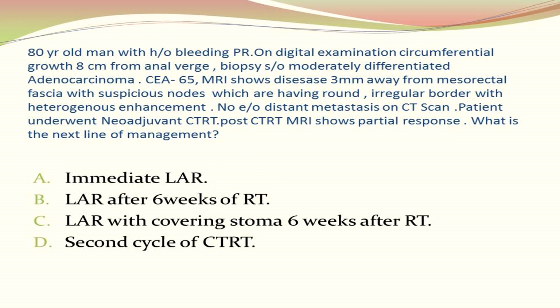A 40-year-old man with history of bleeding PR, on digital examination there is a circumferential growth which is 8 cm from the anal verge. Biopsy is suggestive of moderately differentiated adenocarcinoma. CA is 65. No evidence of distant metastasis on CT scan. Patient underwent neoadjuvant chemoradiotherapy. Post chemoradiotherapy MRI shows partial response. What is the next line of management?